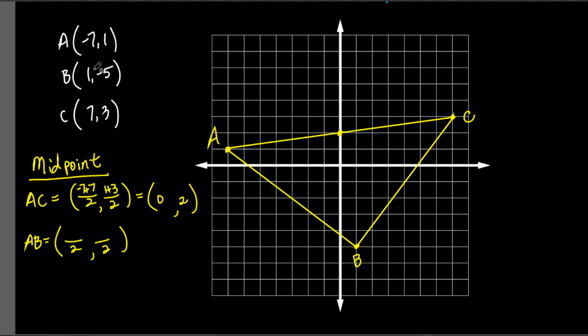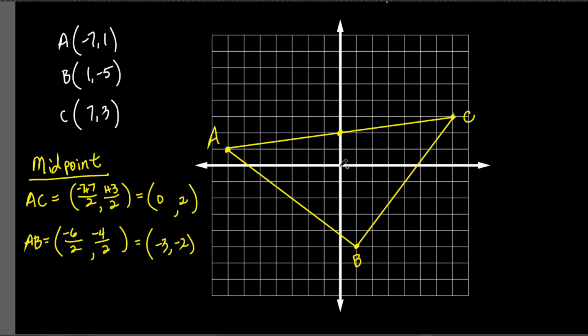So let's do AB, these 2. In fact, let's just add them in our head, not write it down. So what are we adding? The negative 7 and the 1. What's negative 7 plus 1? Negative 6. Let's add the y's with the A and the B. So it's 1 plus negative 5. What's 1 plus negative 5? It's negative 4. So what's negative 6 over 2? Negative 3. What's negative 4 over 2? It's negative 2. So the midpoint of AB should be at negative 3, negative 2.